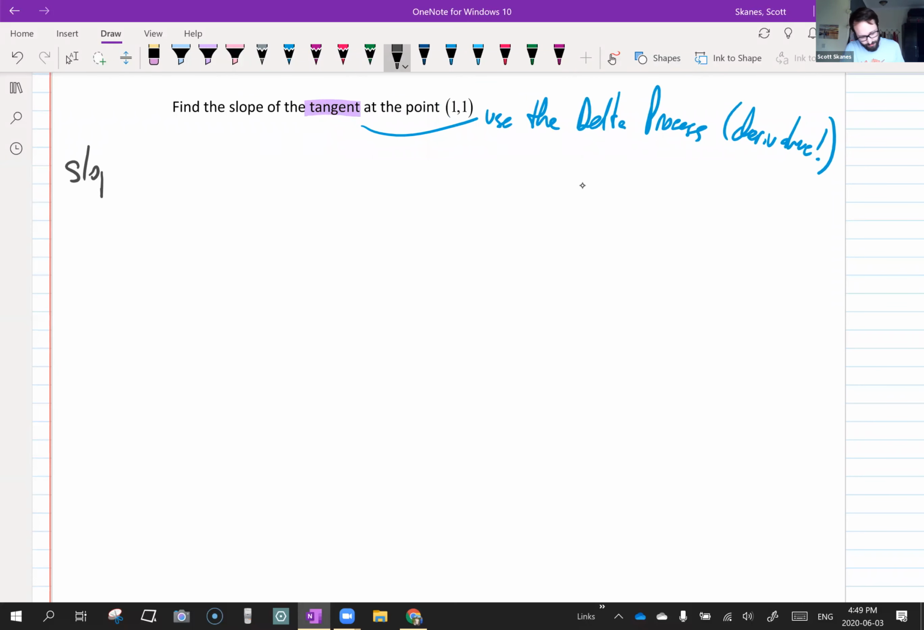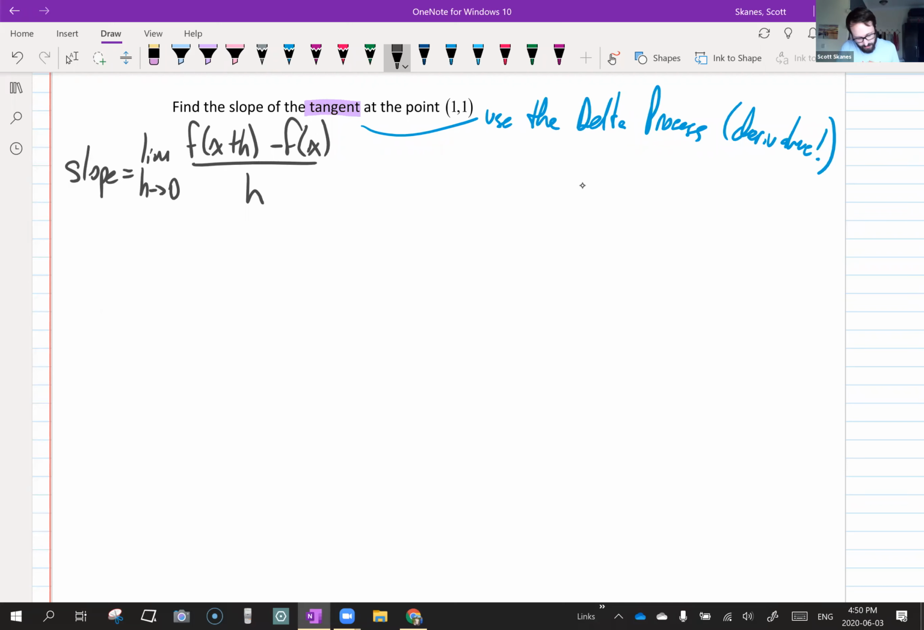We need to get the slope, which is the limit as our h variable. Don't freak out. It's just a variable just like x or y or z or p or q. It's just a variable of this. We need to solve that, okay?